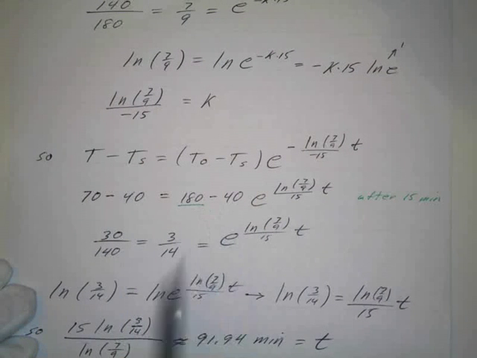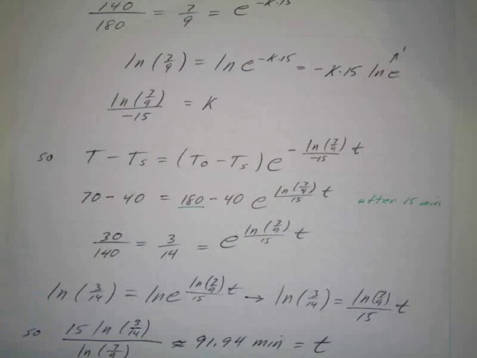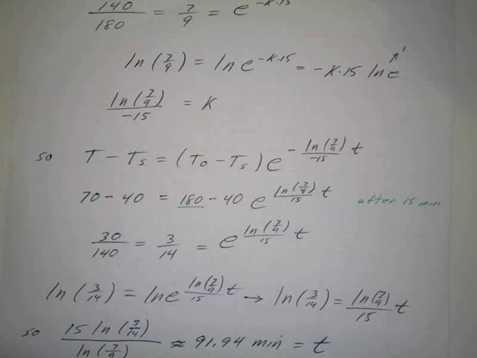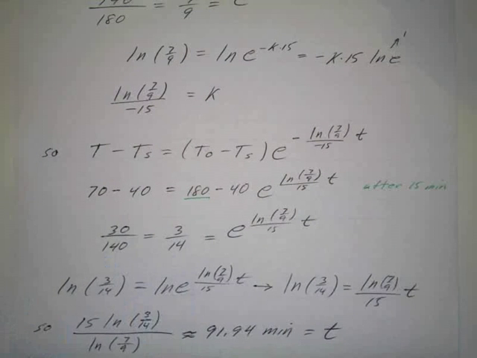I'll simplify this. 70 minus 40 is 30. 180 minus 40 is 140. And I can reduce that by 10, so it ends up being 3 over 14, and that's this whole thing. Then I'll try to solve for t. That's what I want to do, is find out how long it will take. So what I'll do is I'll divide both sides by, well, first of all, let's see.